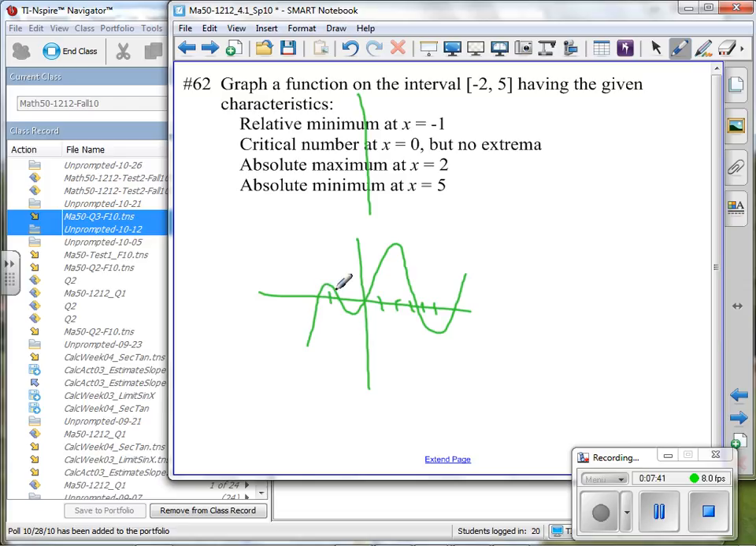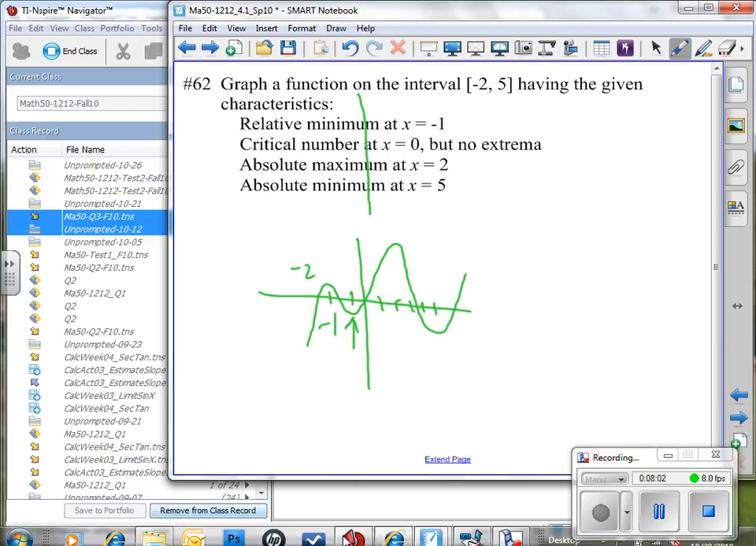Let's see what we've got here. Relative minimum at negative, is this -1 here? Yeah, okay. This would also be 1 though, wouldn't it? So you added an extra one? Oh, it says relative. Okay. Well, it's a minimum, so we'll make this be -1 here. Okay, we'll just say you had a -2 that you didn't know what to do with.